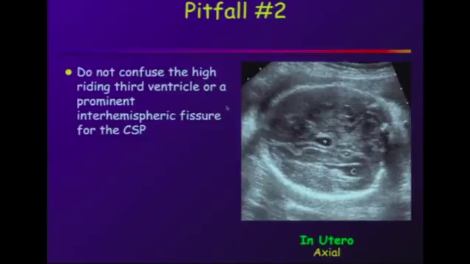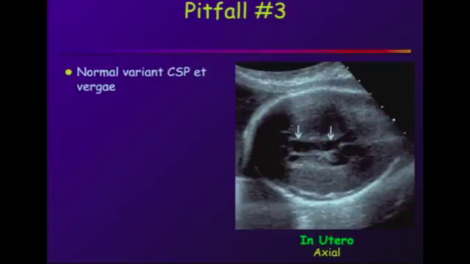Next, don't confuse the high-riding third ventricle or a prominent interhemispheric fissure for the cavum. The cavum should be further rostral here. This is in the midline. You have no corpus callosum. The third ventricle floats up like a helium balloon. Next, normal variant CSP, and so this is not a high-riding third ventricle.